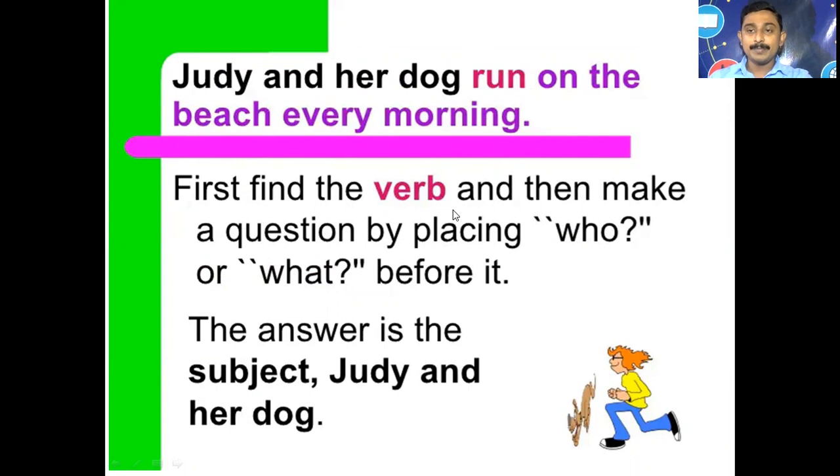And how do we identify predicate? Just ask a question what? Judy and her dog is the subject. What do Judy and her dog do? Yes, Judy and her dog run on the beach every morning. So the answer for the question what is run on the beach every morning. This is the predicate part of the sentence. Run on the beach every morning is the predicate part. And Judy and her dog is the subject part.